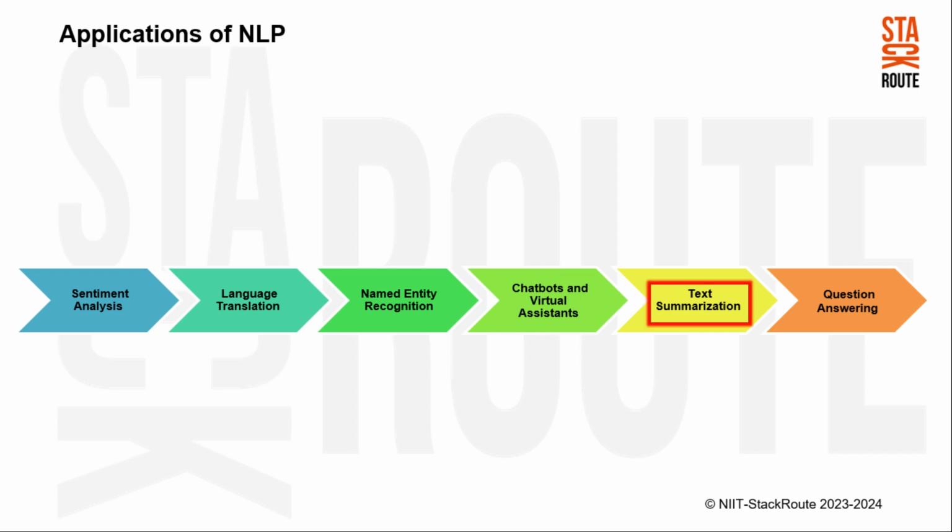Text summarization. NLP techniques are employed to generate concise summaries of lengthy documents, enabling users to quickly grasp the main ideas and key points without having to read the entire text. Question answering. NLP-powered question answering systems analyze text data and provide relevant answers to user questions, facilitating information retrieval and knowledge sharing in various domains, such as customer support or educational platforms.